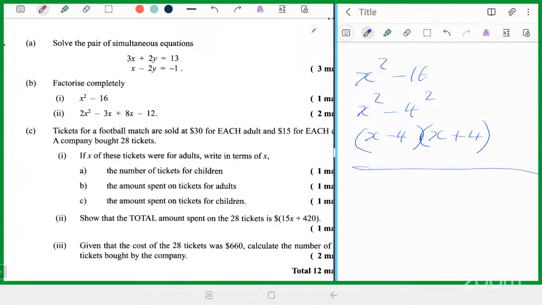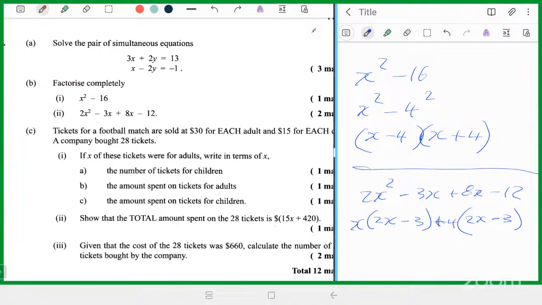Then we have this quadratic: 2x squared minus 3x plus 8x minus 12. It's already split up for us. The highest common factor in these two terms is just x. Out of this, I'll have a 2x. Out of this, I'll have a minus 3. Let's try this as a factor first by putting it back: 2x minus 3. Yes, it is. Divide this by minus 3, you get a 4. If we divide this by the 2x, you get a plus 4.